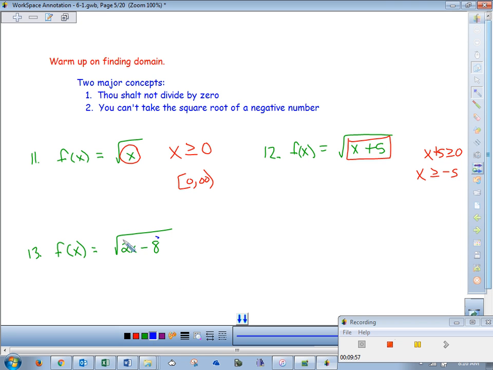Here, right? Take that, and what do you want him to be? Greater than or equal to 0. Start solving for x. 2x greater than or equal to 8. X has to be greater than or equal to 4. That's your domain right there. Any x value that is greater than or equal to 4.